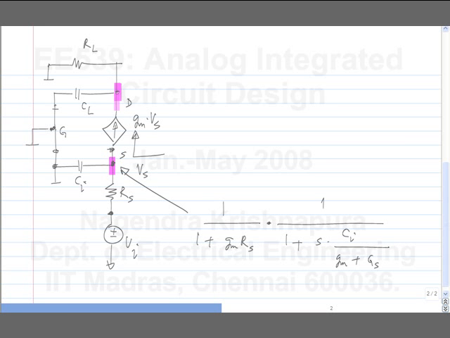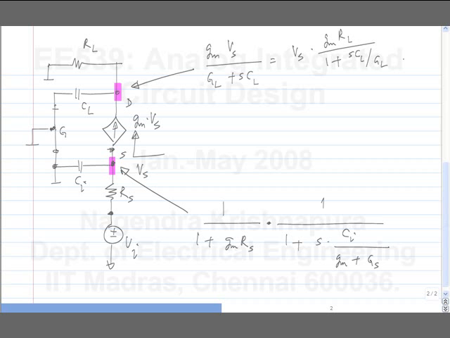So this current divided by the parallel admittance. Okay. So the voltage here is Gm Vs divided by GL plus sCL. Which also can be written as Vs times Gm RL by 1 plus sCL by GL. So there is another pole here and the frequency of the pole is GL by CL. The pole is at minus GL by CL.